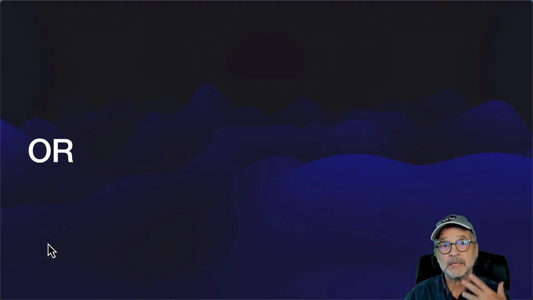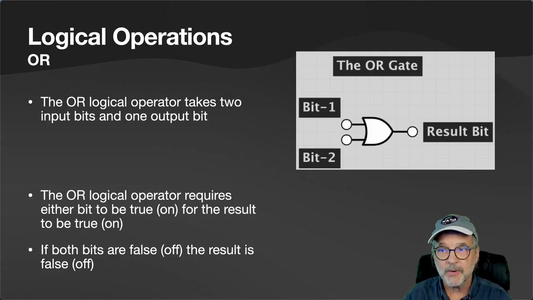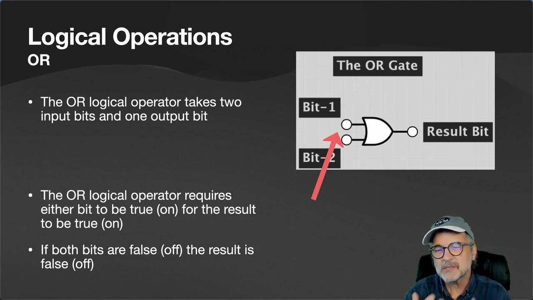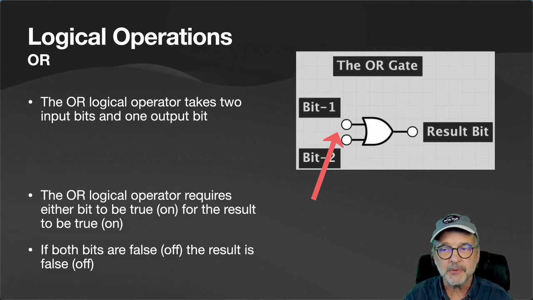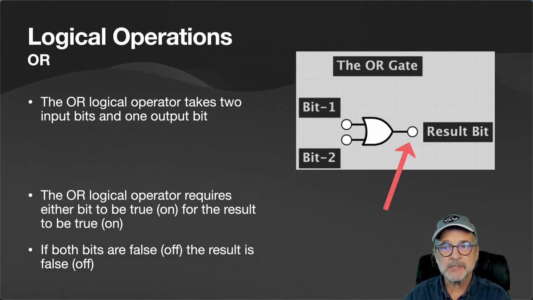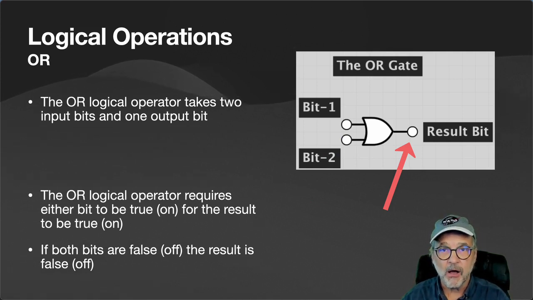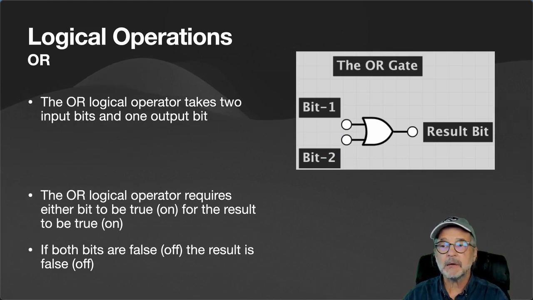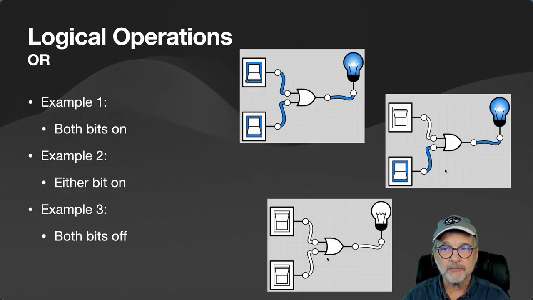The next one is the OR gate, or the OR operation. And that's the symbol for the OR gate. The OR gate means that either bit, or you can have more than just 2 bits, but it's normal to just have 2 bits as input. If either bit is on, the result is on. If both of them are off, the result is off. If both of them are on, the result is on. If both of them are off, that's the only condition where the result will be off.